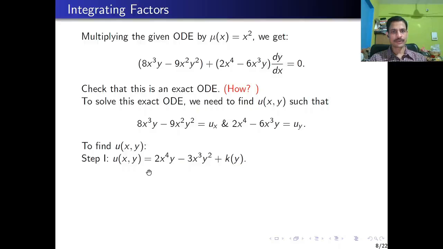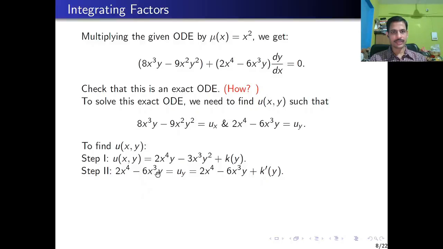Now, as per our method, we have to differentiate this with respect to y and then equate this with this uy that is appearing here. So we first write this, what is appearing here as it is, and then we differentiate the above appearing ux. On differentiating, we are differentiating this with respect to y. So this will be 2x raised to 4, and this will be 3x cube, and then 2 times y. So that will be minus 6x cube y, and the derivative of ky with respect to y, so this k dash y.